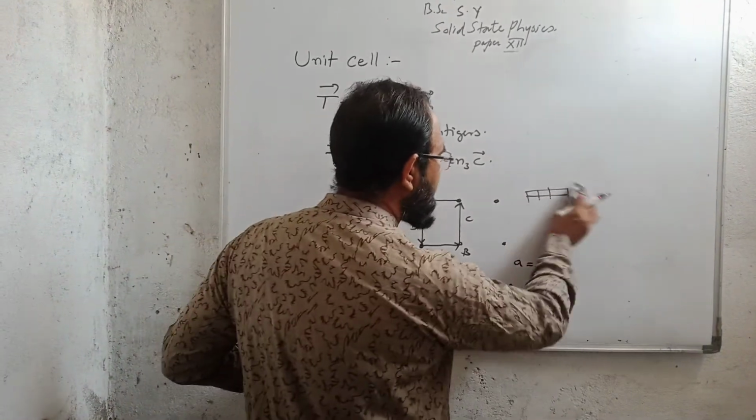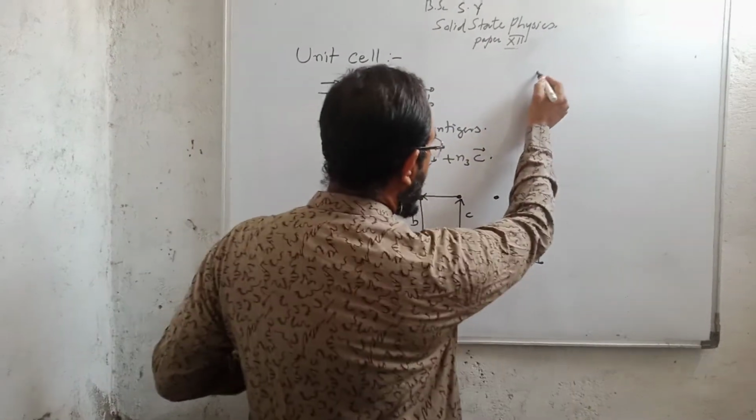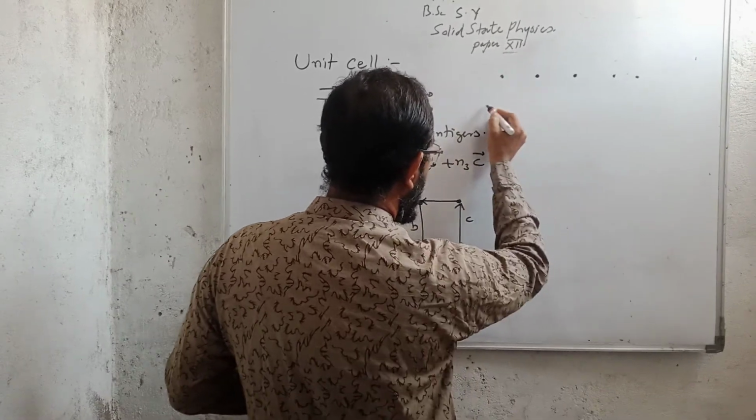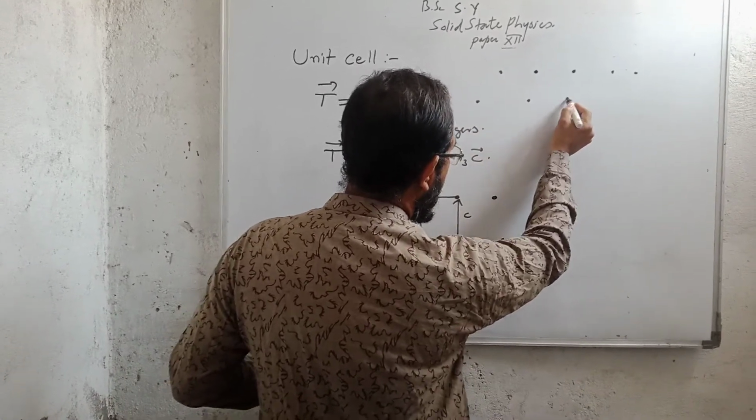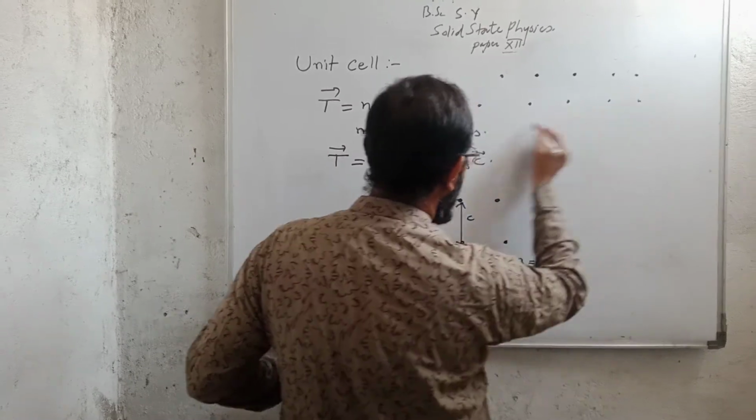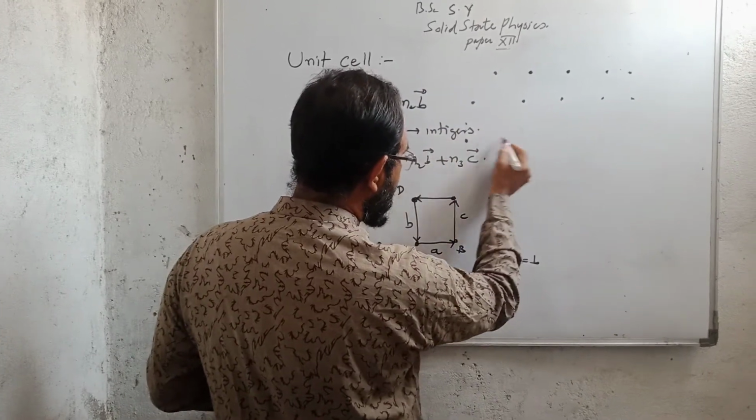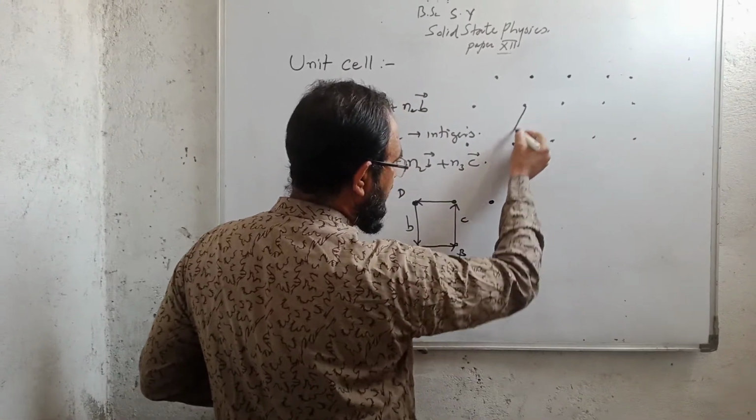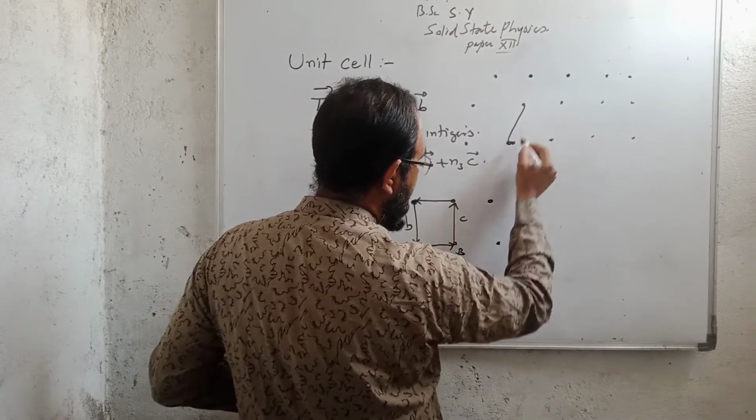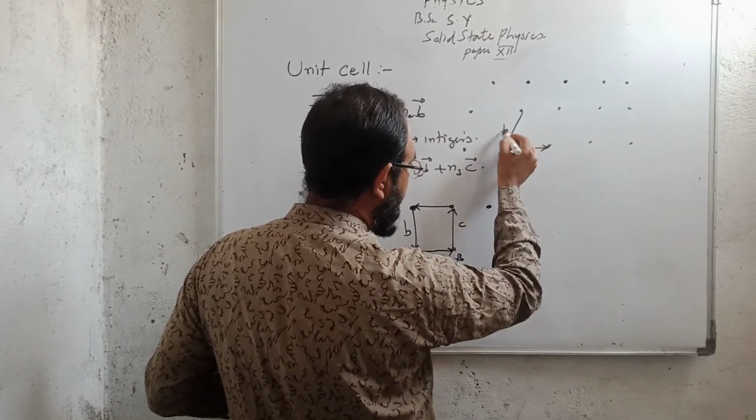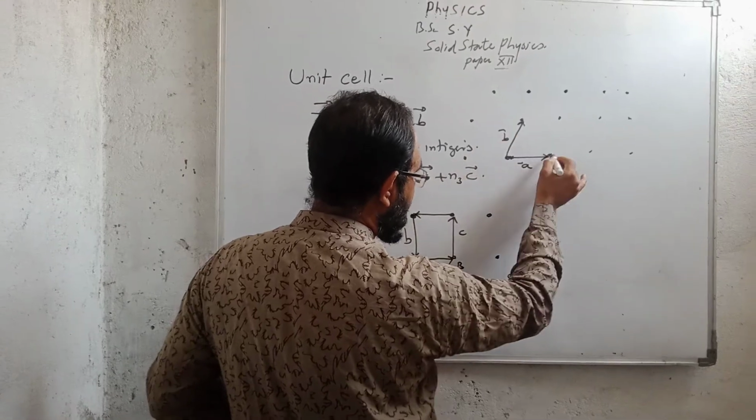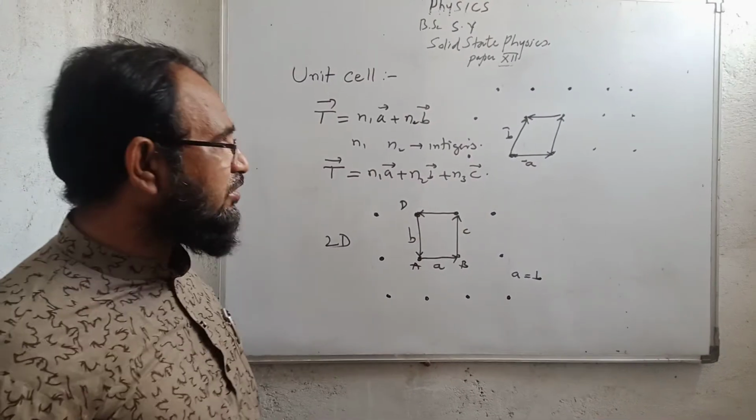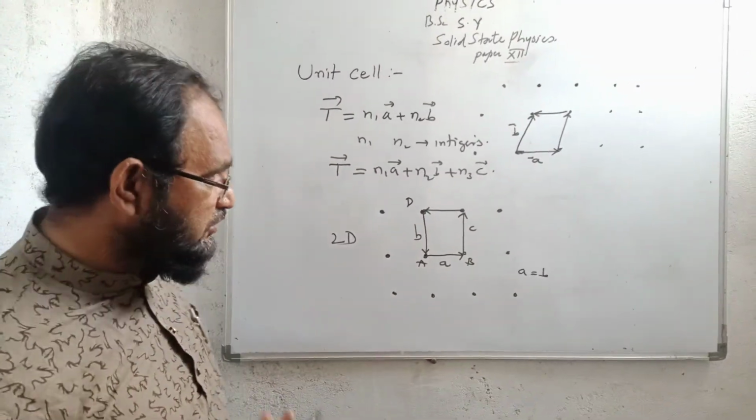Suppose here I am having the lattice points situated obliquely. These lattice points are situated obliquely, inclined. For example, here this is a vector A and this is a vector B. Now I am translating this. So I will get a parallelogram type of unit cell in two dimensions.